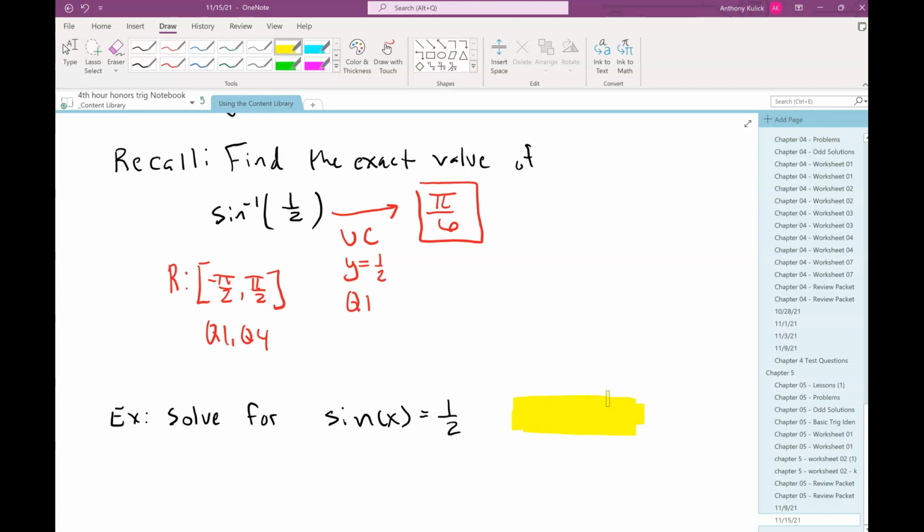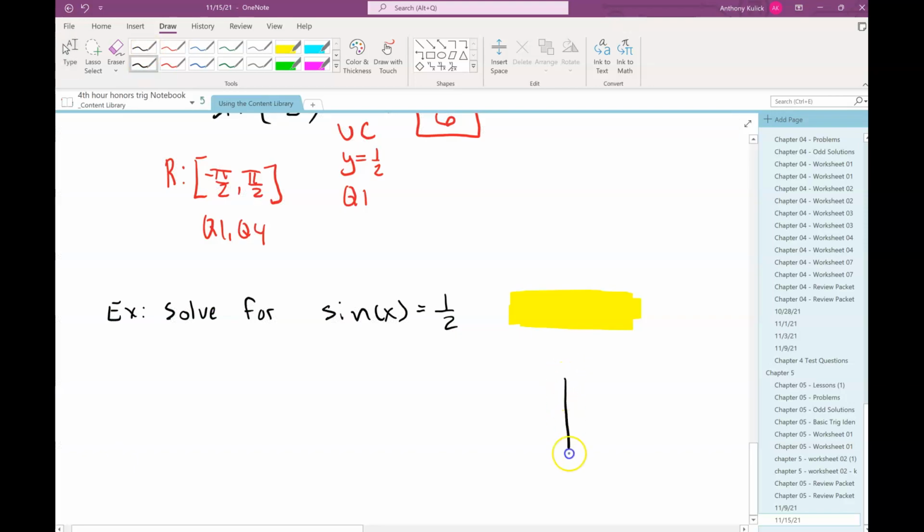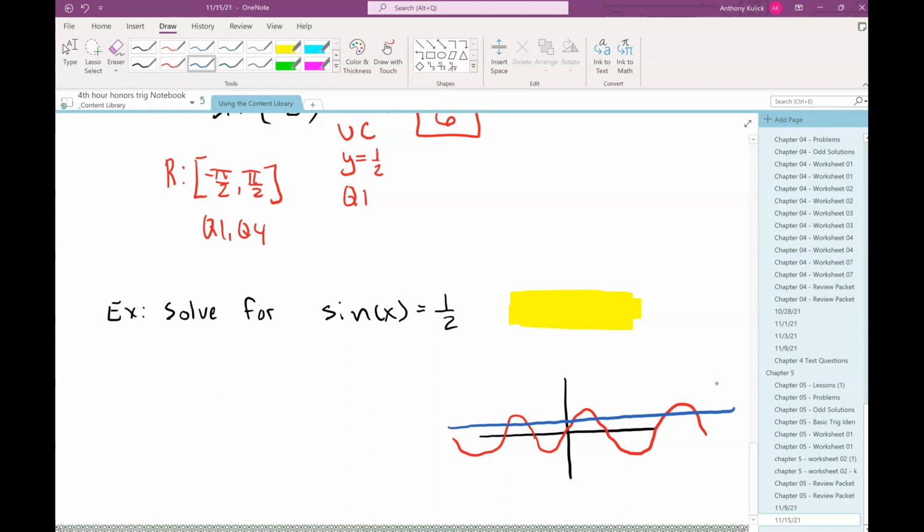More. Infinitely many. If you think about this graphically, what's going on here, the graph of sine looks kind of like this. The graph of 1/2 looks like this. How many times are they going to intersect? Infinitely many, right? Because it's going to keep going up and down the whole way, crossing over 1/2 over and over and over again, right? So this has infinitely many solutions.